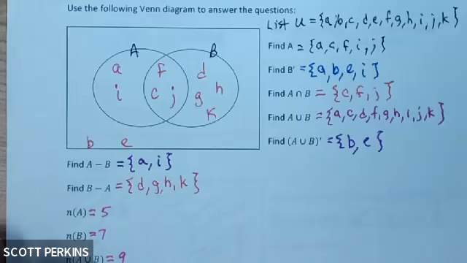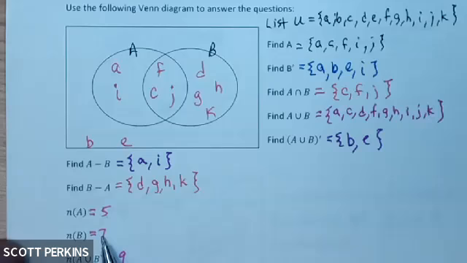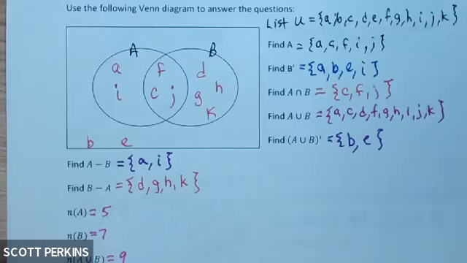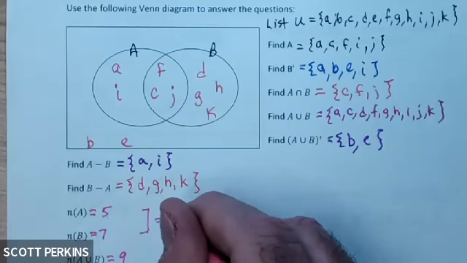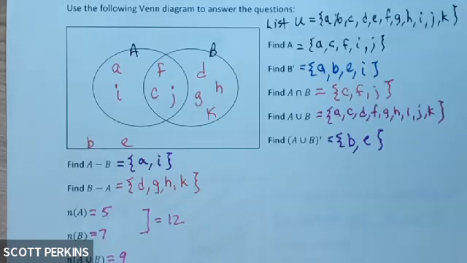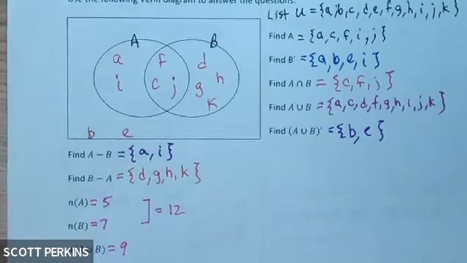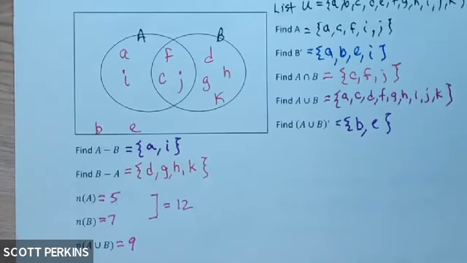But notice this. The number of elements in A is 5. The number of elements in B is 7. But what happens when I add 5 and 7 together? 12. That's more than the number of elements in the union, right? Why is that? Why is 5 plus 7, which gives 12, more than the number of elements in my circles? Yes, because of the elements that overlap.